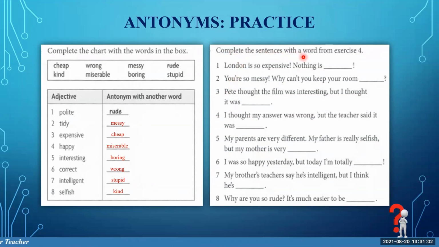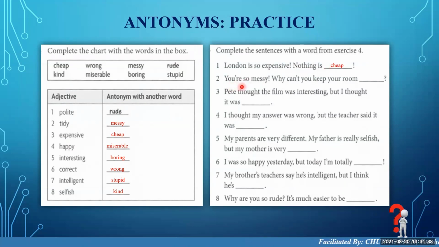Complete the sentences with the word from exercise 4 here. So we're going to use this to complete activity 5. Number 1, London is so expensive. Nothing is... So the opposite of the word expensive is, you can take a look at this one. Expensive, where is it? Okay, so it is here, easy, yeah?